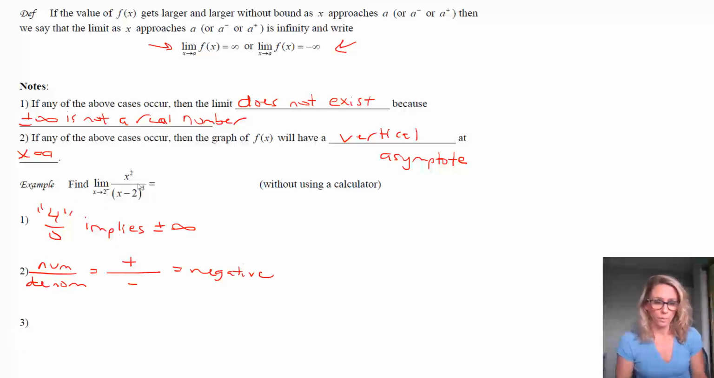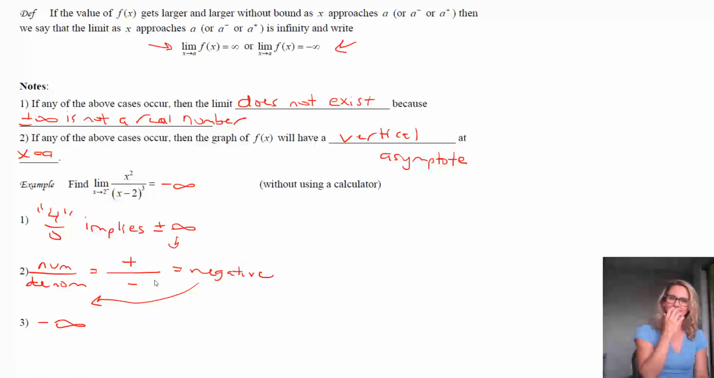So I'll put that here. There we go. And yeah, that's going to be negative infinity because of the negative and because we have the implication of infinity. And that's all you have to do for problems of that type.